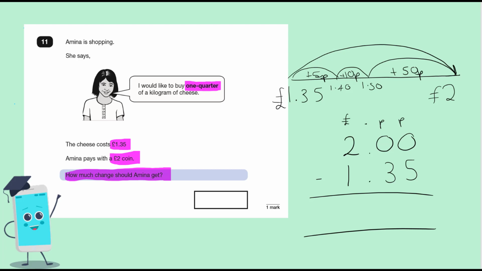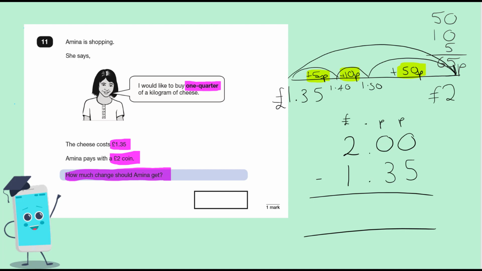can do smaller jumps. I'd now need to add up my 3 jumps. So I'd need to add up my 5p, my 10p and my 50p. I'm going to start by writing the biggest number at the top. 0, 0 and 5 is 5, 5 and 1 is 6, so that's 65p. So let's check using our other method.